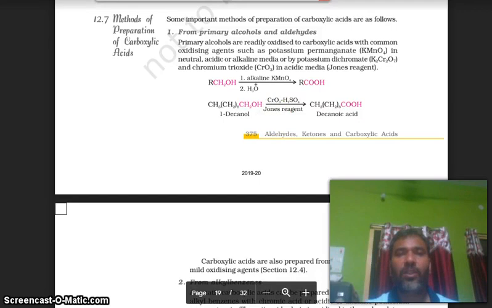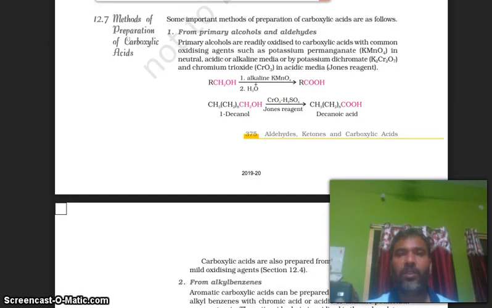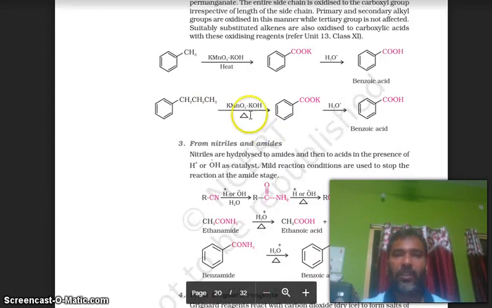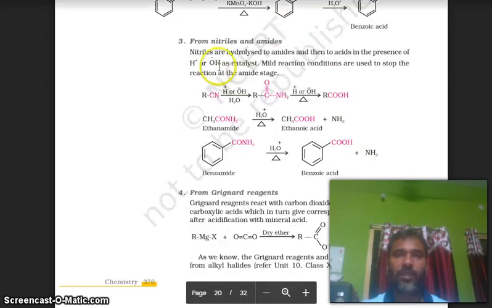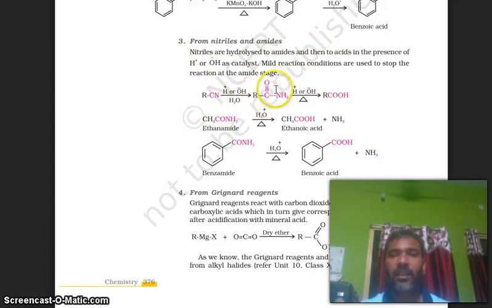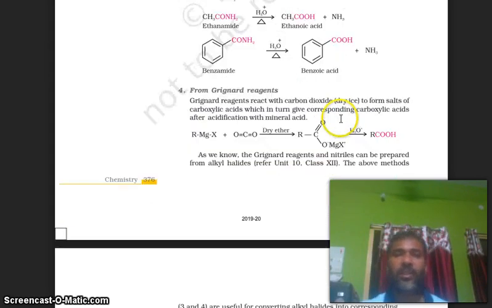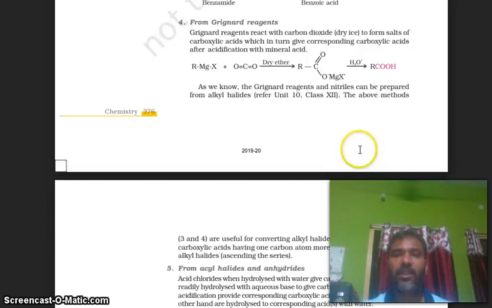Methods of preparation of carboxylic acid from alcohols, primary alcohols. You see this is the formation of acid. This is Jones reagent. This reagent is important for the exam. KMnO4 with H2SO4, or dichromate. From alkylbenzenes, you see this is toluene, CH3, undergoing oxidation to benzoic acid in the presence of an oxidizing agent. From nitriles and amides, if you have cyanide, then it will go to amide and then acid. You see, amide gives acid. From Grignard reagents, react with carbon dioxide and you will get the acid.